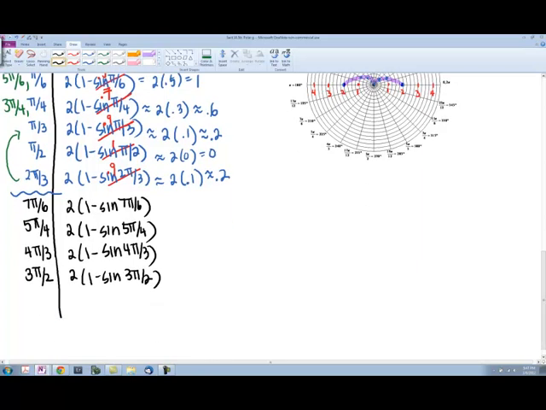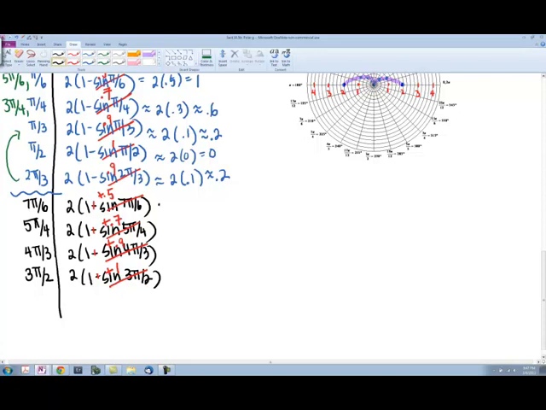Okay, sine of 7 pi over 6. 7 pi over 6 is in quadrant 3, and that's a negative value, and this is going to actually be negative 0.5. But because there's minus and negative, this is going to turn into a plus. Sine 5 pi over 4 is a negative 0.7. Sine 4 pi over 3 is a negative 0.9. And sine 3 pi over 2 is a negative 1. So notice all the sign changes here that we have.